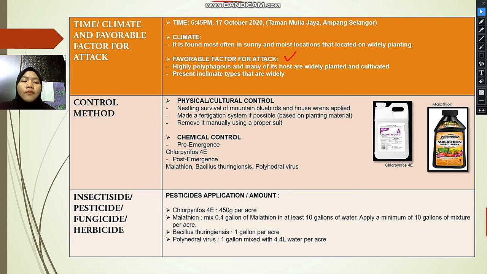So here we also have two control methods, which is the physical cultural control. We can use the nestling survival of mountain bluebirds. We also can make a fertigation system. We also can remove it manually.